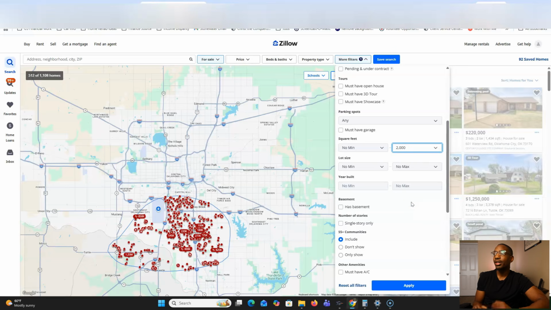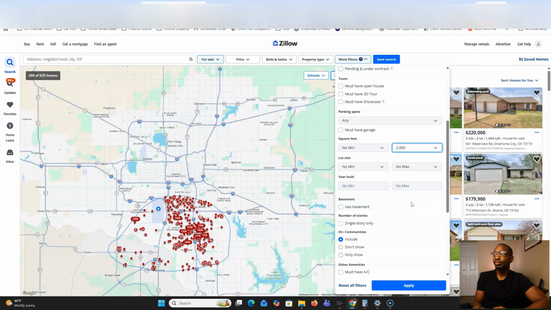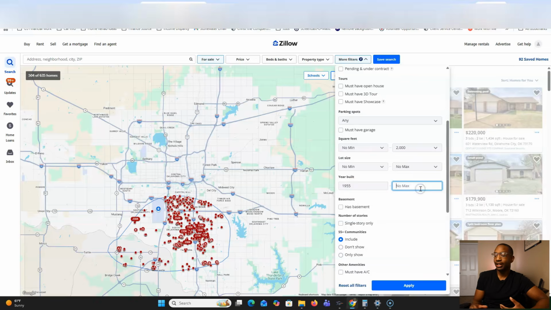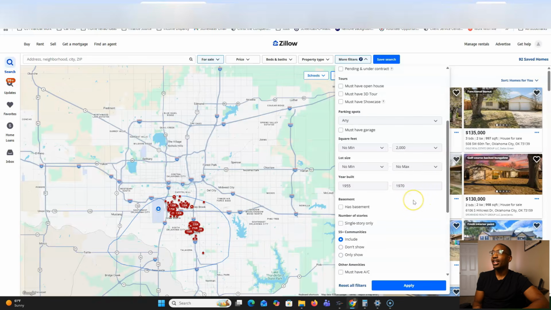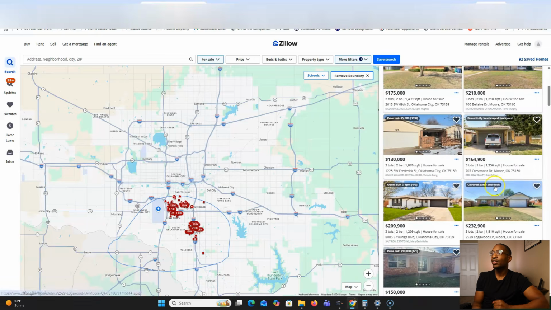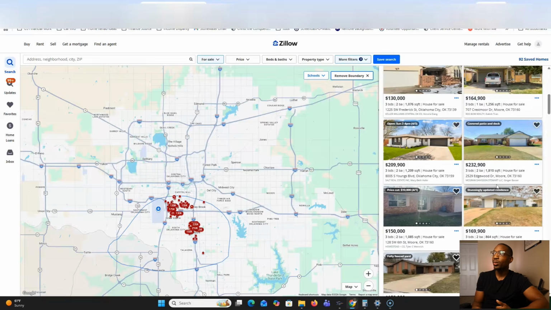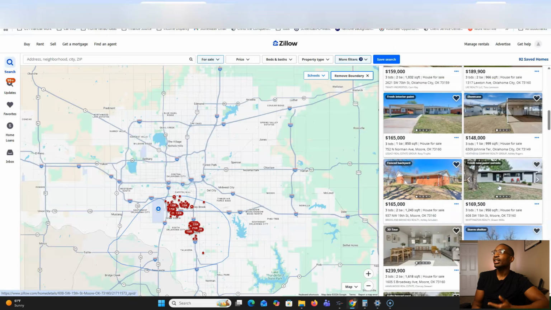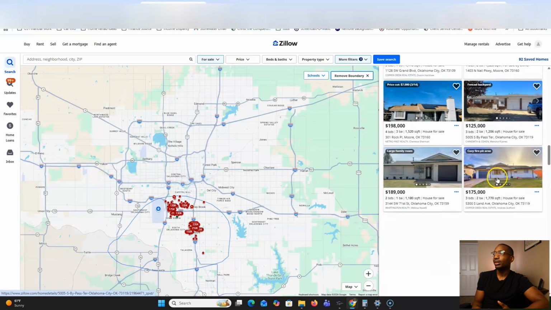Go under 2,000 square feet, even year built. Now, I know ranches in my area are built anywhere between 1955 and 1970. Do that. Now, these are more filters for you all. And then ranches are only single story usually. So we'll click single story. And then from here, you have these houses that you can target because investors love these houses. They rent well, they flip well, and you can target them in your wholesale real estate business.